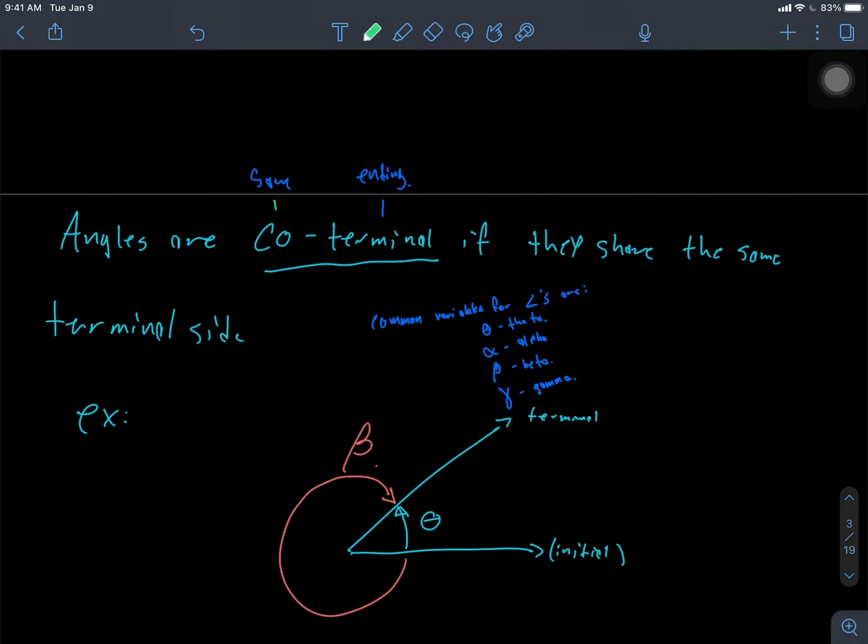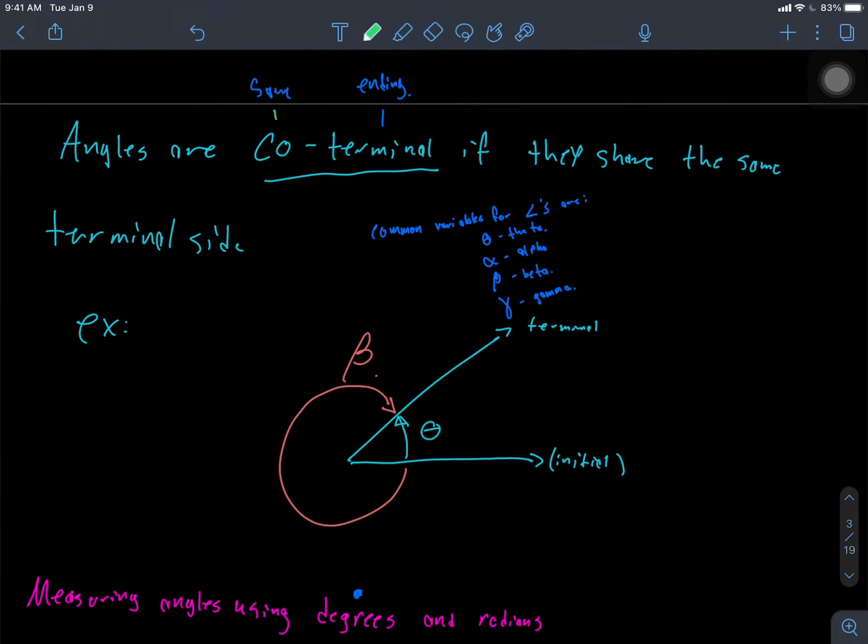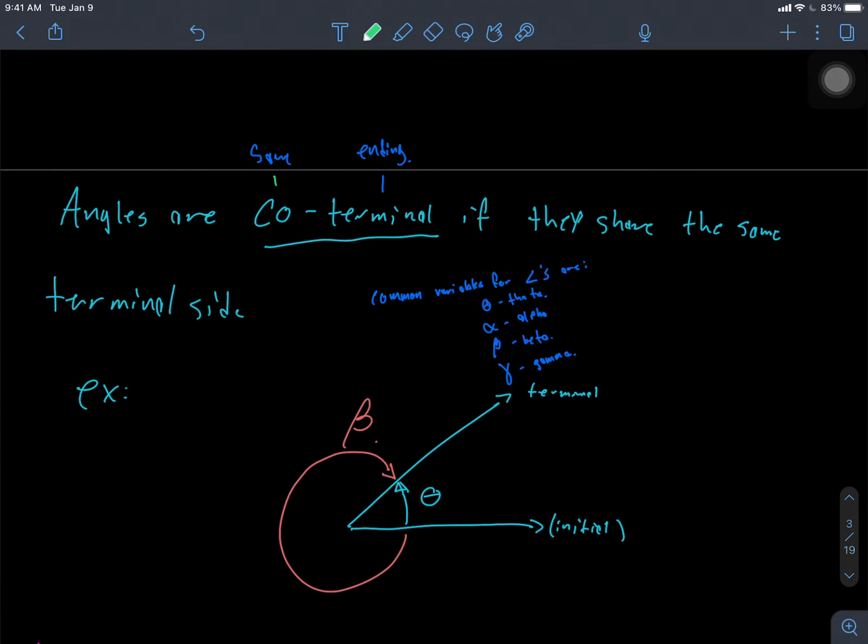Okay, so one more thing before we get on to degrees and radians, we want to talk about what it means for angles to be coterminal. Coterminal really just means same ending. And angles are going to be coterminal if they share the same terminal side.